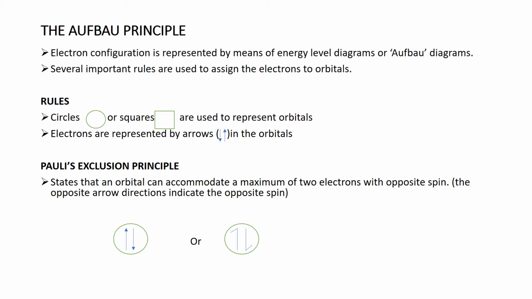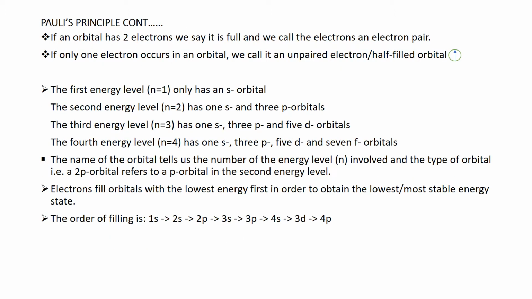These are the two ways that you can write your arrows or represent your electrons using arrows. If an orbital has 2 electrons, we say that it is full and we call the electrons an electron pair. But if only 1 electron occurs in an orbital, we call it an unpaired electron or half-filled orbital. So if you get an orbital like that one, with just 1 electron, then it is an unpaired electron or a half-filled orbital.